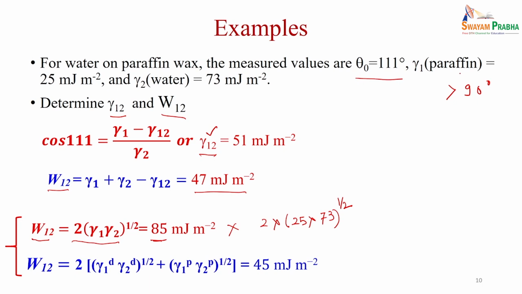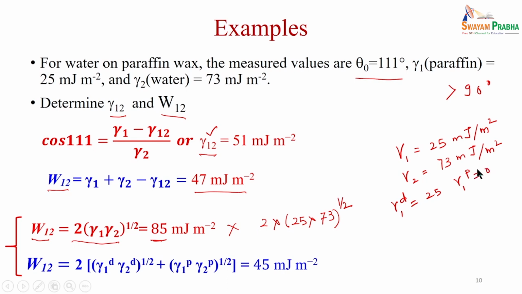So, if we consider the paraffin, gamma 1 is equal to 25 millijoule per meter square and gamma 2 is 73 millijoule per meter square. Paraffin, if you consider purely hydrophobic, we can say its dispersive component is 25. So, its polar component will be 0. Now, for the water, its dispersive component and its polar component. If you remember the table we discussed, in case of water the dispersive component is close to 20 and the polar component is 53.